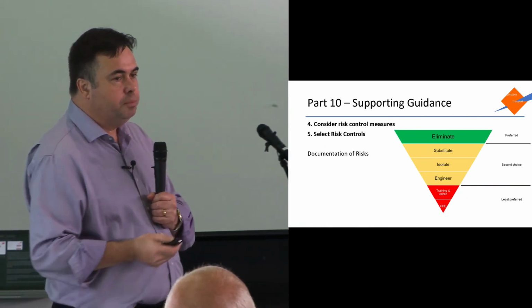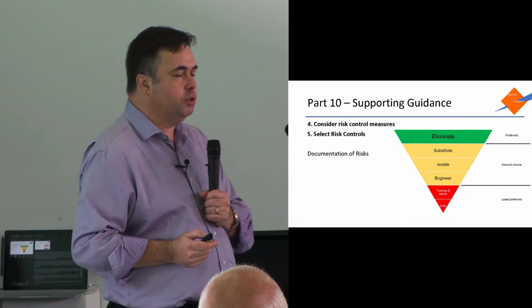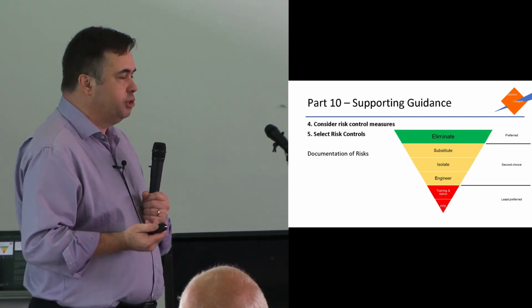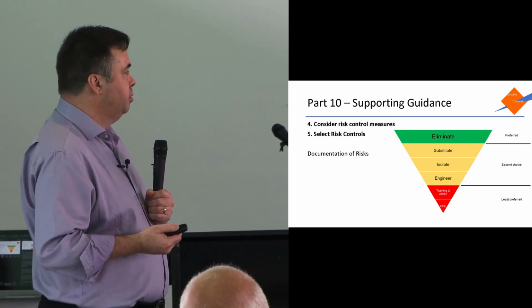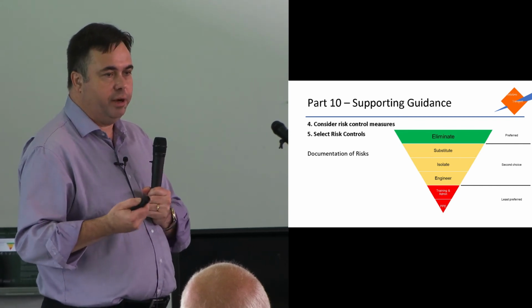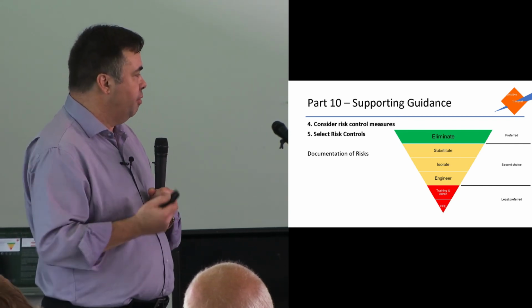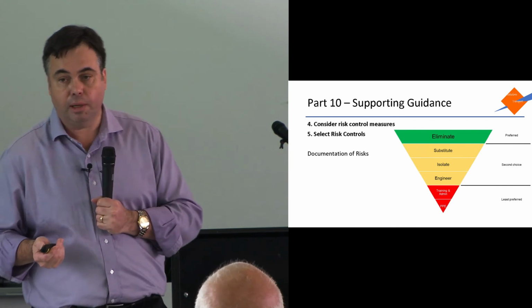You saw this before. This is the standard risk controls diagram. You want to eliminate the hazard first before you move into substitute or isolation or engineering, before you move to least preferred, which is your short-term low impact.